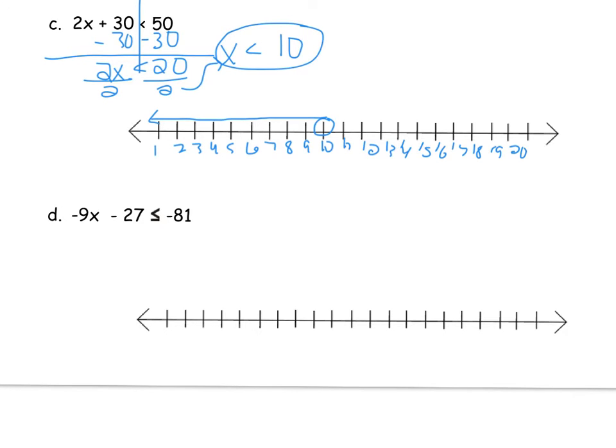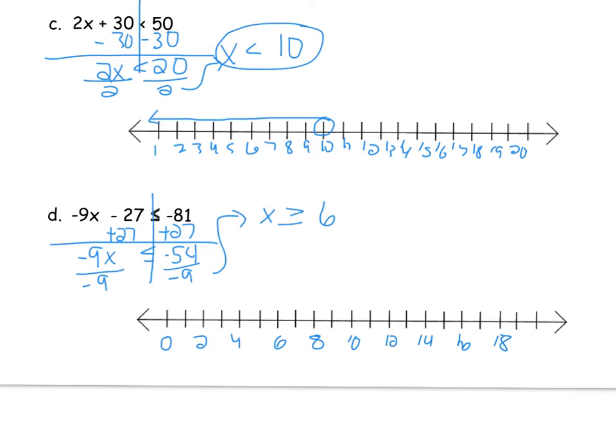reverse the symbol. All right, so before I graph it, I wanted just to make sure that you and I have the same thing. So it was minus 27, so we had to add 27. Negative 81 plus 27 positives gets me negative 54. Remember, unlike signs, you subtract, there's more negatives. It was multiplied by a negative 9, so we had to divide by a negative 9. So that left x on one side and 6 on the other.